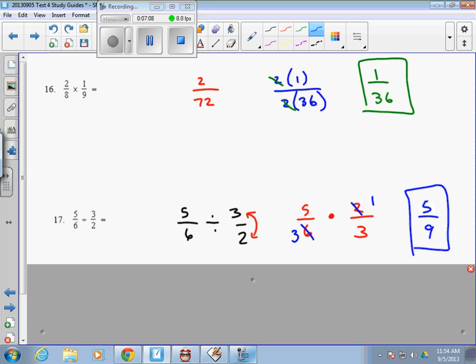For number 17, it says 5 over 6 divided by 3 over 2. Any time you divide fractions, you take the second fraction and you flip it. 3 over 2 becomes 2 over 3, and division becomes multiplication.